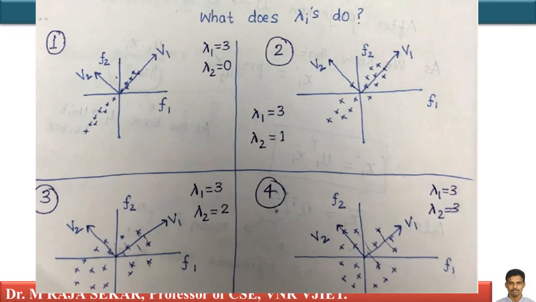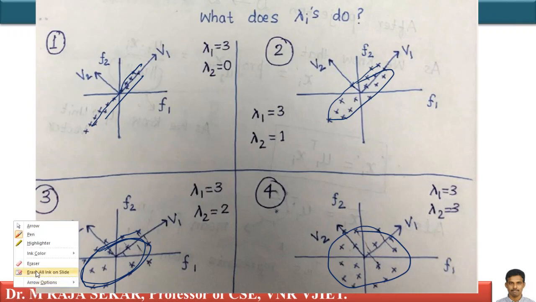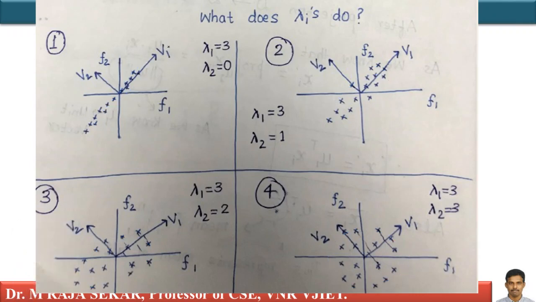Just assume this is case 1. In case 1, your data is just like a straight line. What about case 2? It is just like an ellipse. What about case 3? It is something like a wider ellipse. What about case 4? It is just like a circle. If you observe carefully, this is feature 1, this is feature 2, this is v1, this is v2.